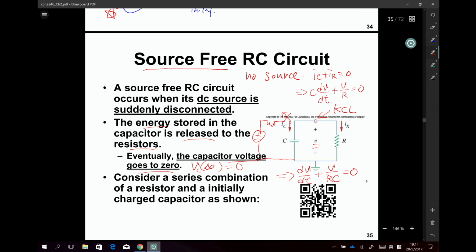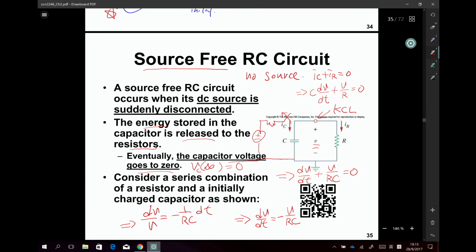Now you can solve this differential equation. You rearrange the equation. You have dv over dt equal to minus v over RC. Okay, and then we rearrange the terms. I put down in here. You have dv over v equal to minus 1 over RC dt.